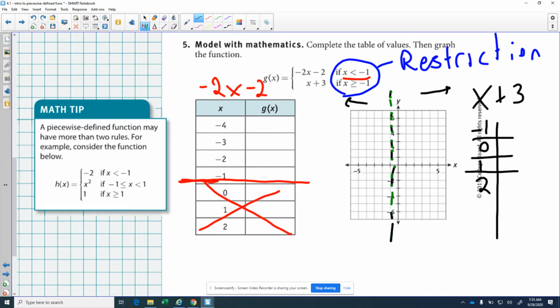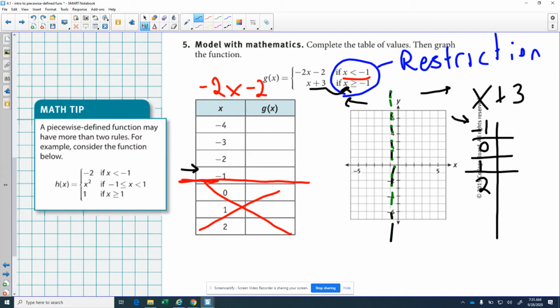Okay? So if you notice, look how I'm creating two graphs. Each of them has a starting and an ending point. This one ends at -1. This one starts at -1. The only difference is based on the knowledge we're given up here: this top equation has to be less than -1, based on what the restriction told me, while the bottom equation, x plus 3, needs to be greater than -1.